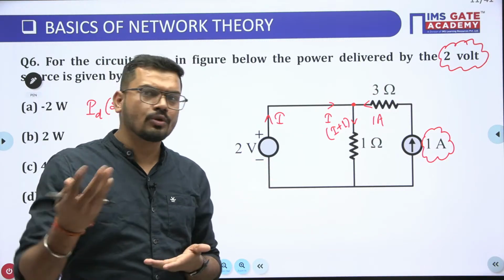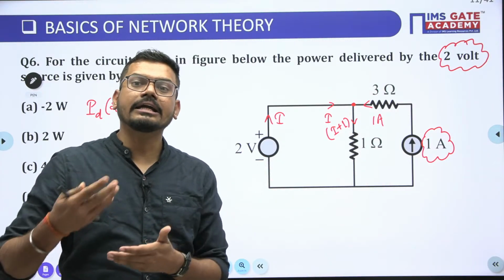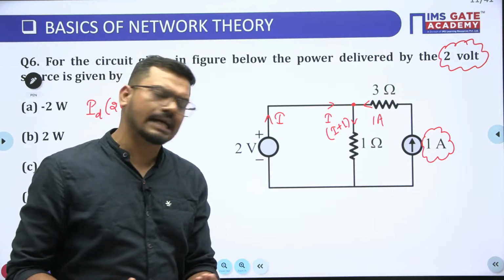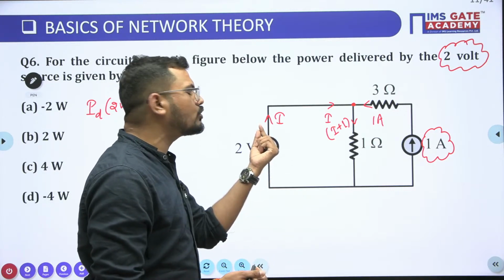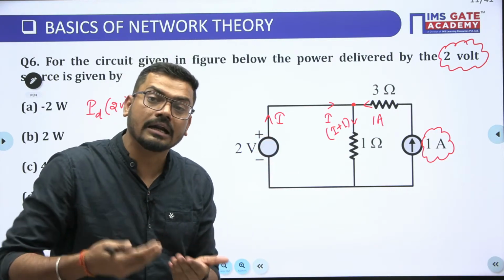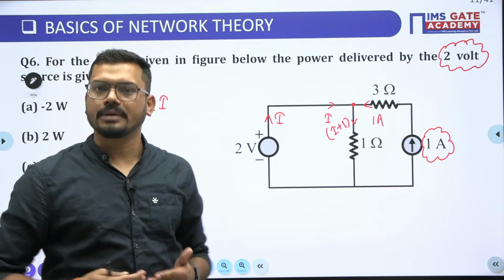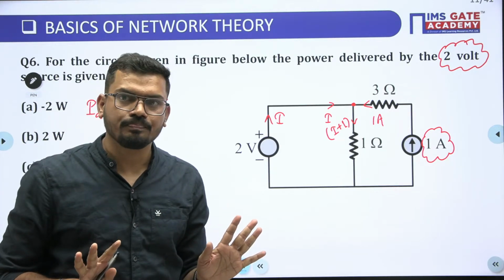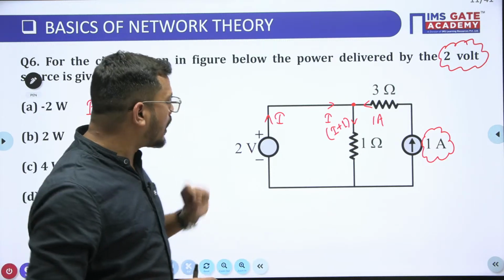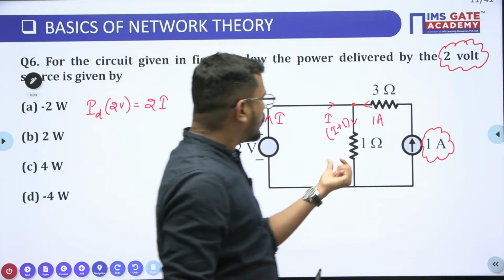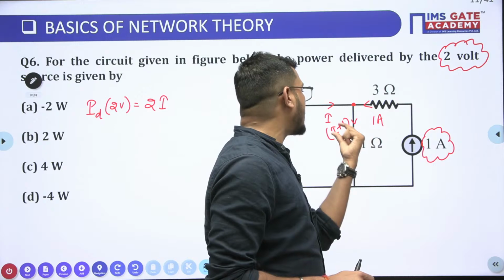As Rupesh is saying, current entering the negative terminal means power is delivered. Exactly, because when the current is entering into the negative terminal, it means that the current is leaving from the positive terminal. Is it clear to all, yes or no? Now, as we know, this current is nothing but I plus 1.